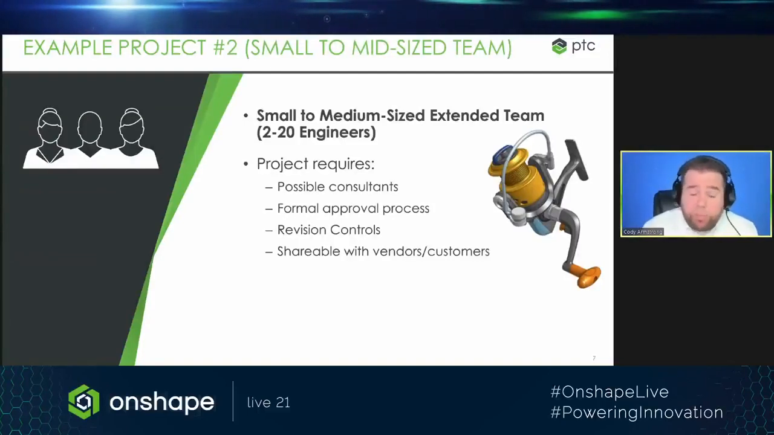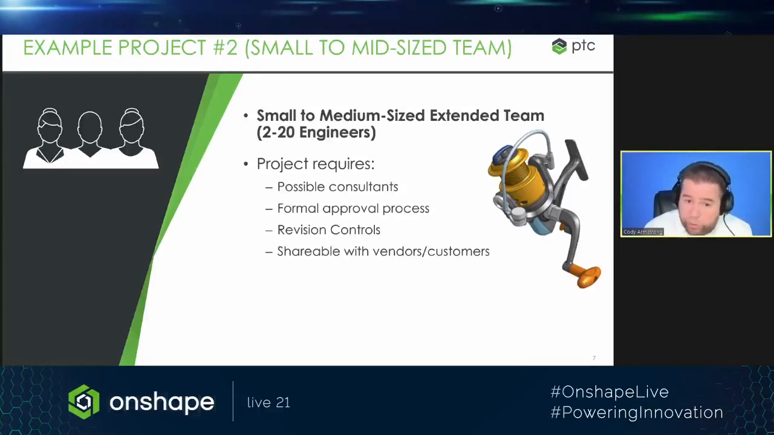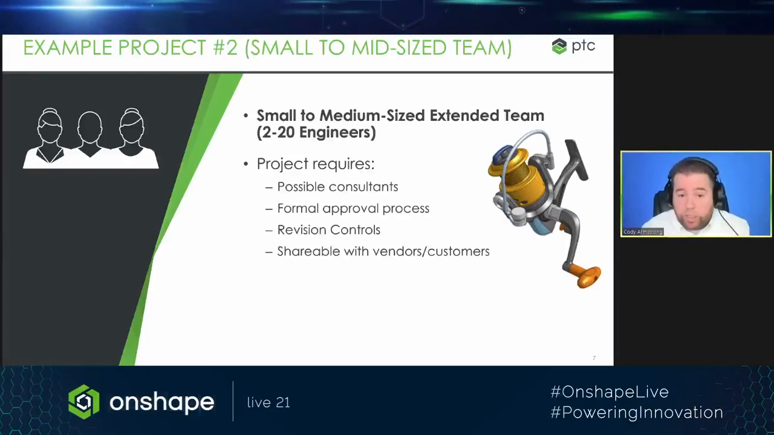And this is small to mid-size, right? So we're beyond just the single engineer. Now we have a collaborative effort amongst a group. And that group could be two to as many as 20 we're using in this example. And so in this example, the requirements grow because of the complexity involved with collaboration. So you may have possible consultants.